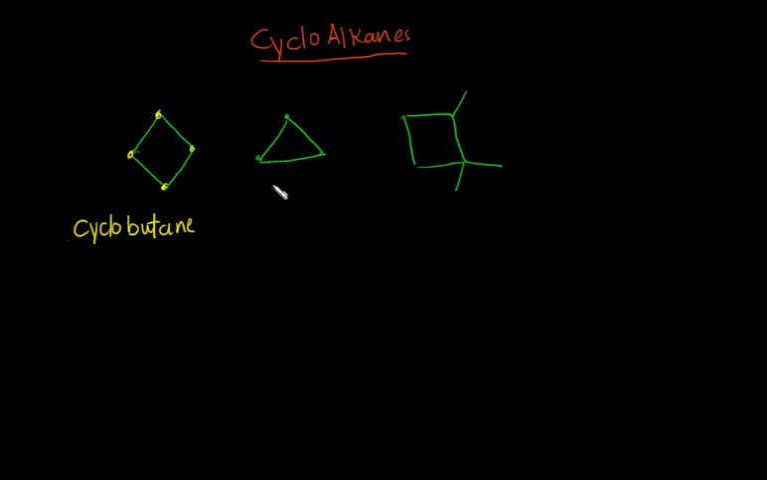Then let's see what this triangle is. This has 3 carbons, so it will be 3. First, what we need to write is cyclo. Then we know that it is 3. 3 represents prop, and we know that it is an alkane, so it will be propane. Alright? So let's move to the final.